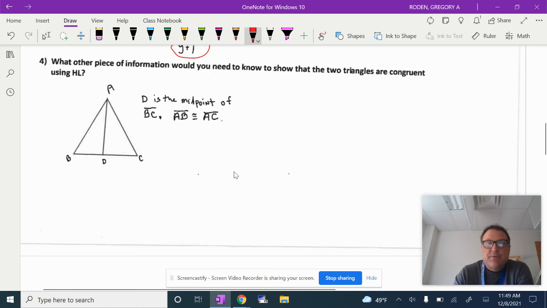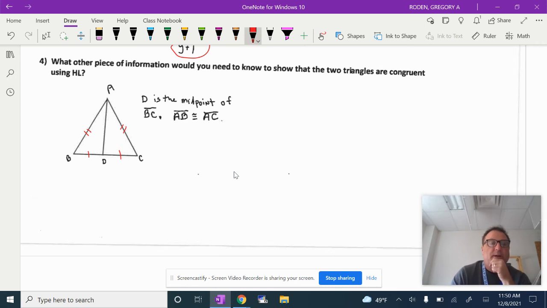What other piece of information do we need to know for the triangles to be congruent? Well, D is the midpoint, right? So you know that BD is congruent to CD. And you also know that AB is congruent to AC. Well, there's a couple things you could do.